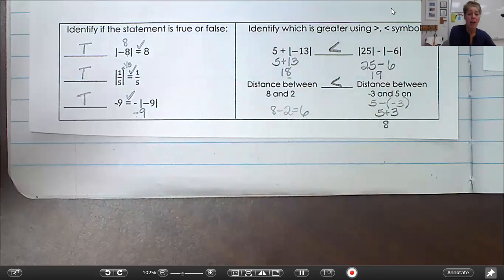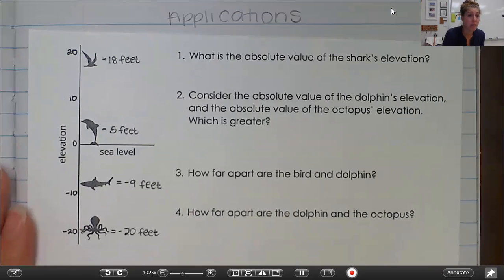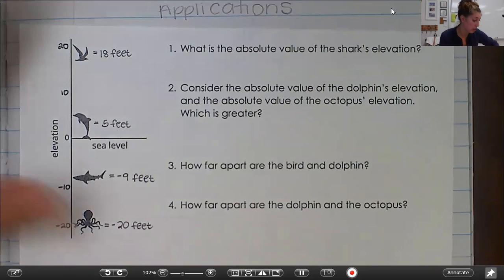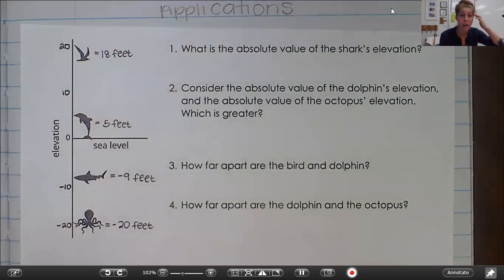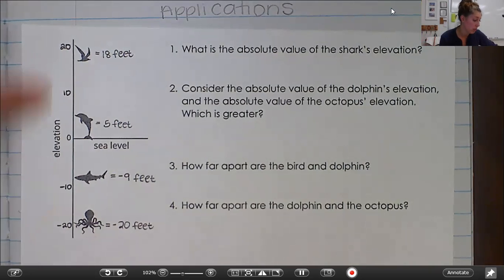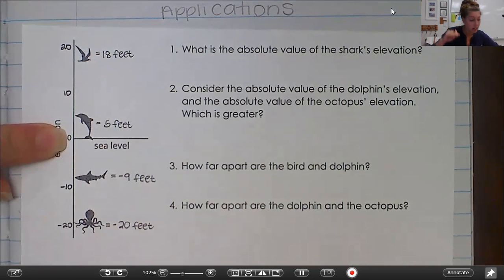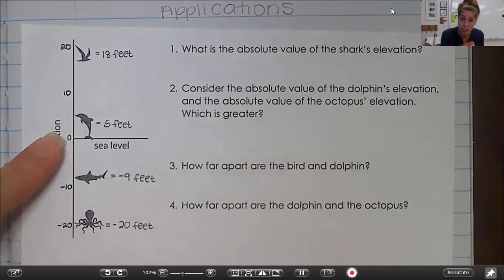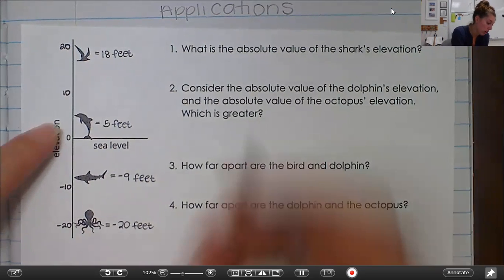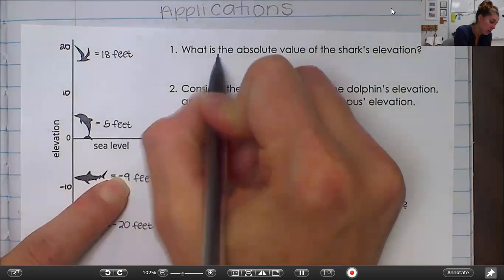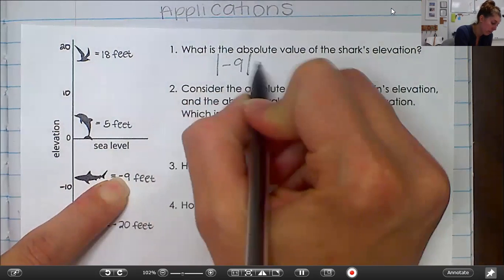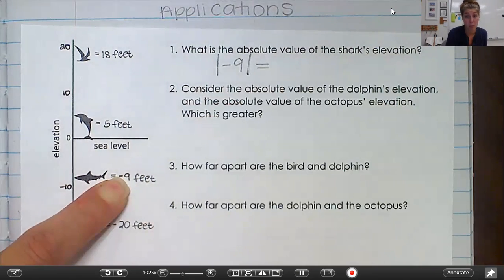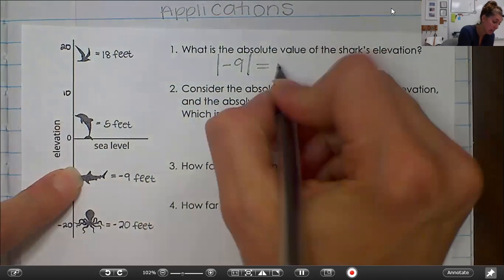Right? Now for some applications. So I have this group of questions that goes with these, the marine animals on our number line, showing the elevation. Sea level, that's essentially the water line above and below. So it says, what is the absolute value of the shark's elevation? Well, the shark is at -9 feet, and it wants the absolute value of that. That would be 9 feet from 0.